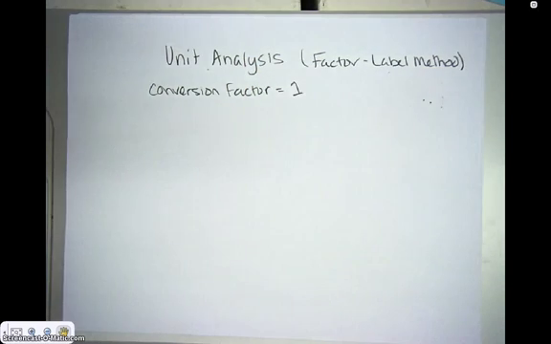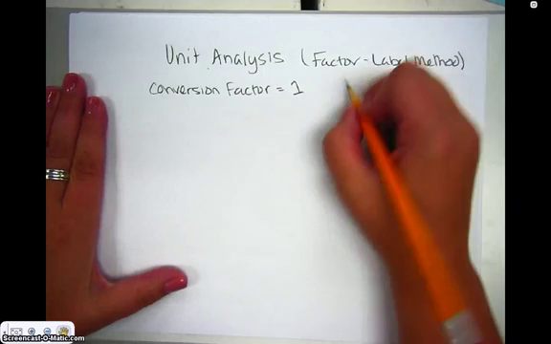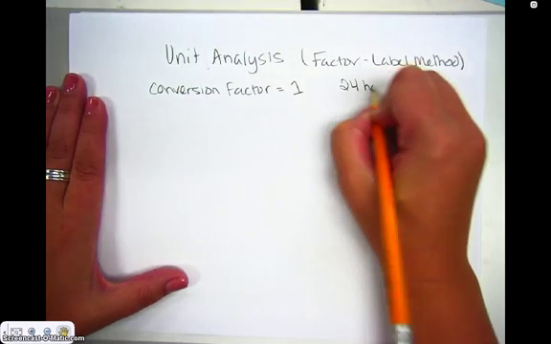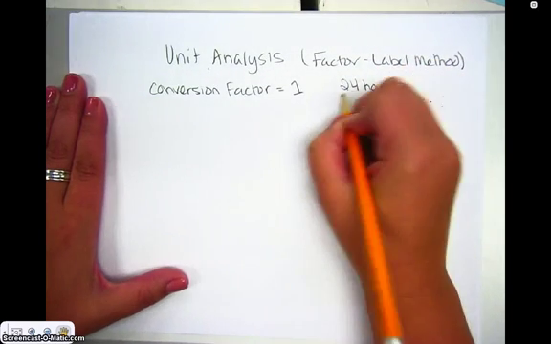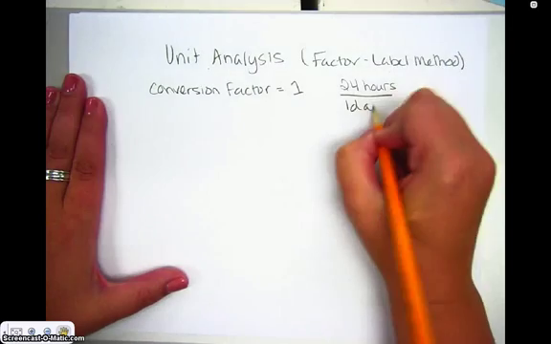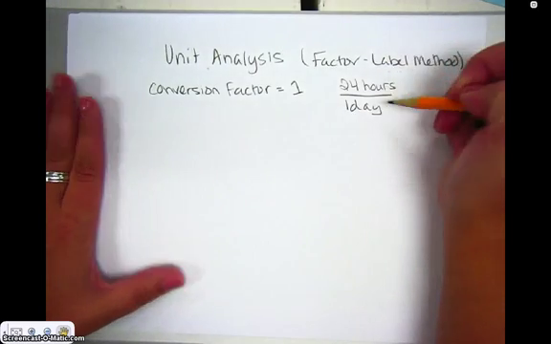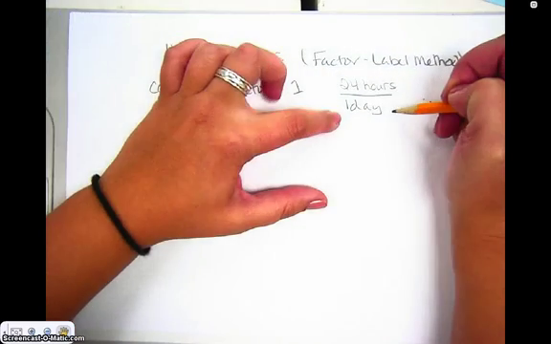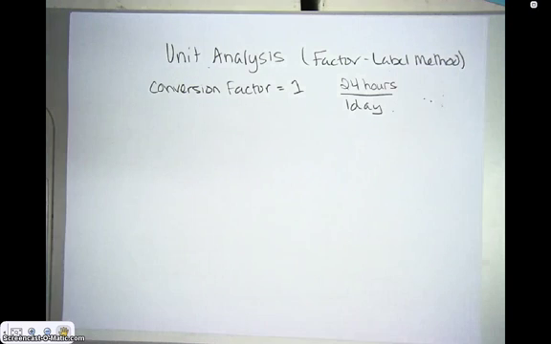Let me give you an example of a conversion factor. Let's say, how many hours are in a day. There are 24 hours per every 1 day. This is equivalent to 1 because 24 hours is equal to 1 day, so it is equal to 1, right? So we use these conversion factors to go from one unit to another. Let me give you an example and show you how you set this up.